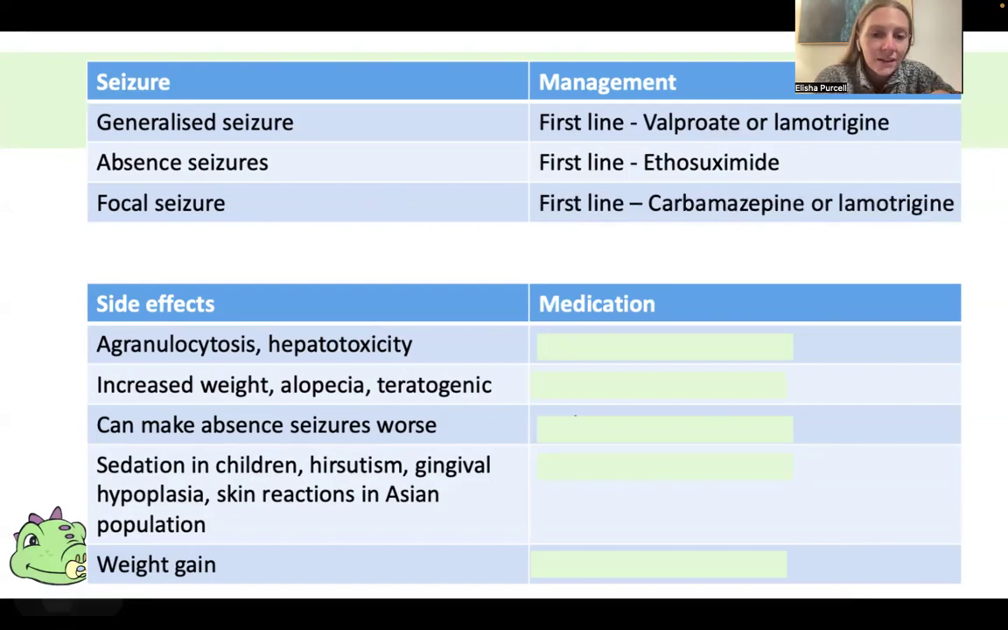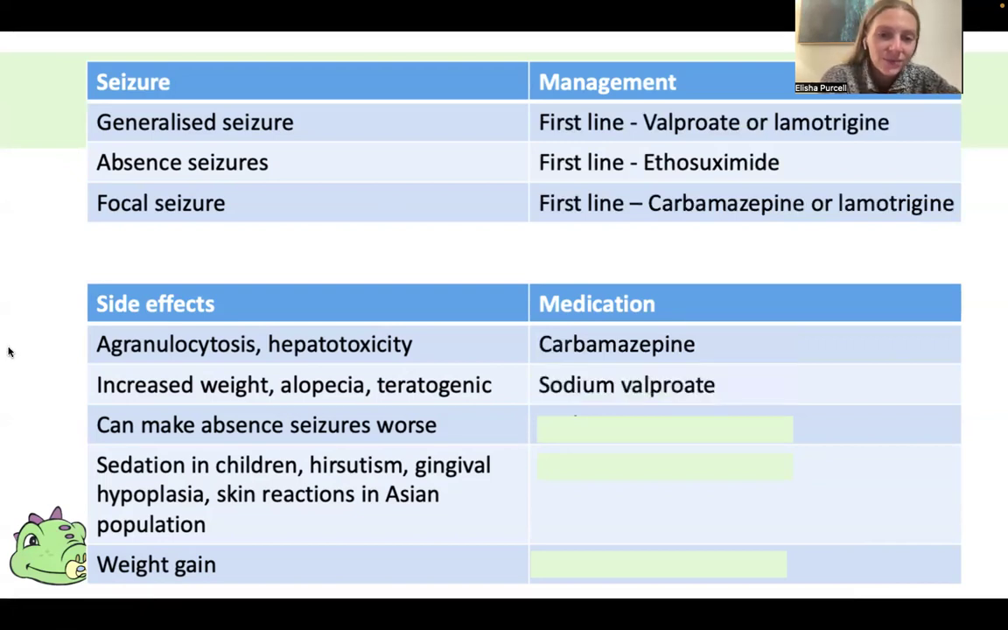This one's looking at side effects and linking: okay, this person had this medication, got these side effects, what's the medication contributing to it? So agranulocytosis, hepatotoxicity: carbamazepine. Increased weight, alopecia, and teratogenic: sodium valproate. Can make an absence seizure worse, what do you think that one is? It's carbamazepine.